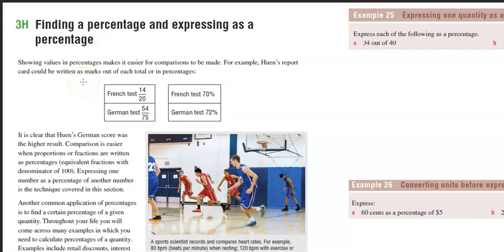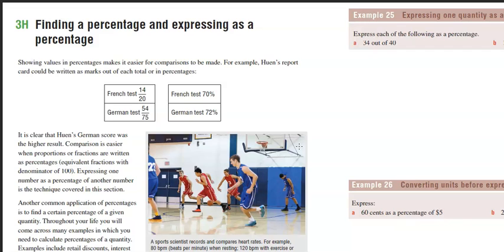So which one did he do better at? Which one did he do worse at? It's hard to determine. So this is where we can convert them to a percentage. So how many marks did he get per 100? For his French test, he got 70%, and for his German test, he got 72%. So obviously his German test is better because it's more in percentage. So it's clear that the German score has a higher result. And comparisons like this are easy when proportions or fractions are written as percentages.